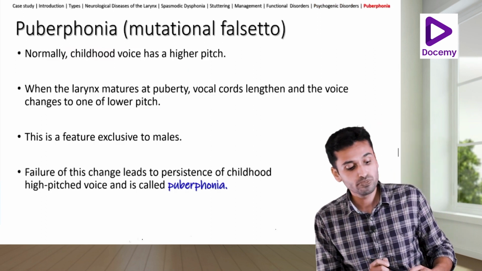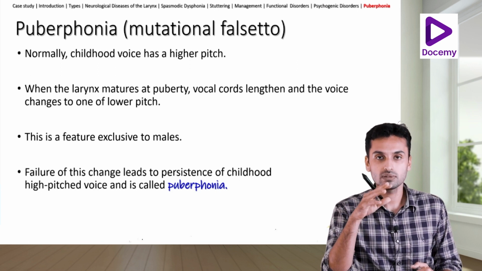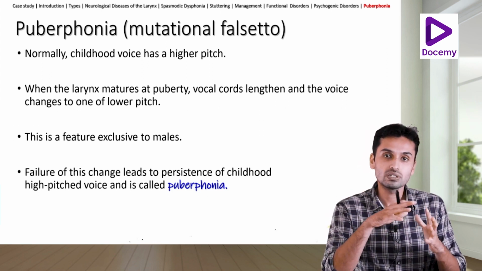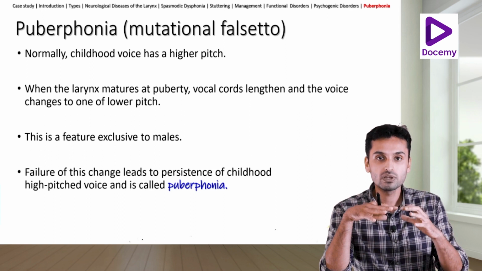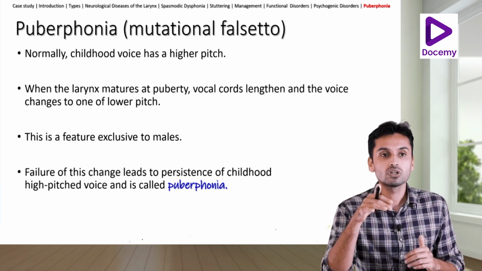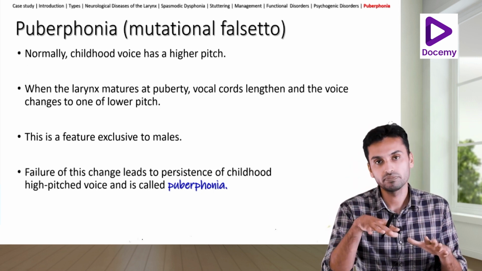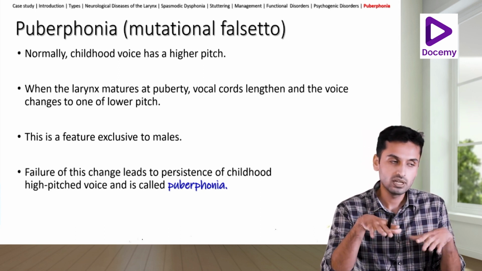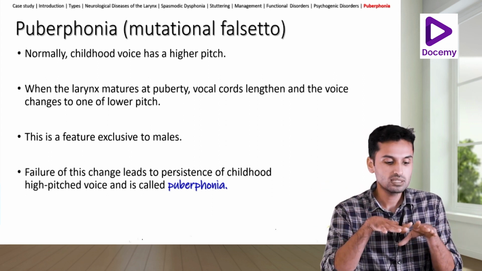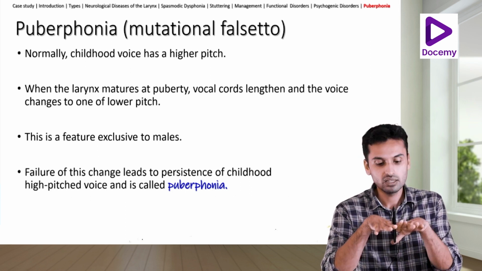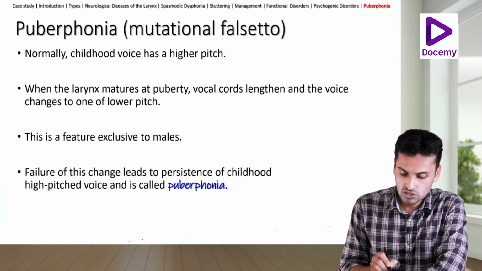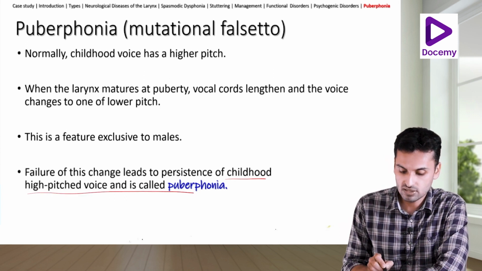Another kind of disorder is puberphonia, or mutational falsetto. This is important. Normally, when boys mature, around 14 years of age, when they hit puberty, their voice frequency drops and they develop that male voice, losing the childhood high-pitched voice. In some individuals this does not happen. Although their larynx is normal and they develop all the secondary sexual characteristics and are normal in all other ways, they continue to use that high-pitched voice. This failure of voice maturation leads to persistence of the childhood high-pitched voice, known as puberphonia.